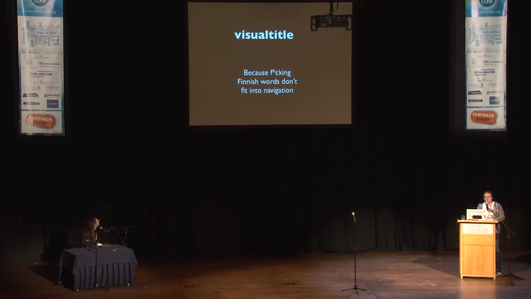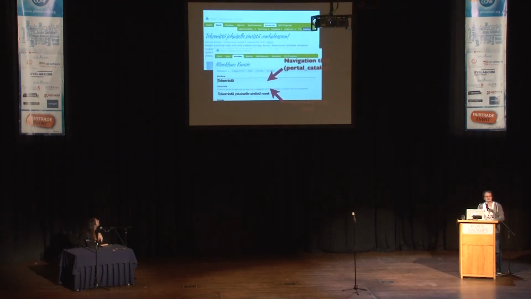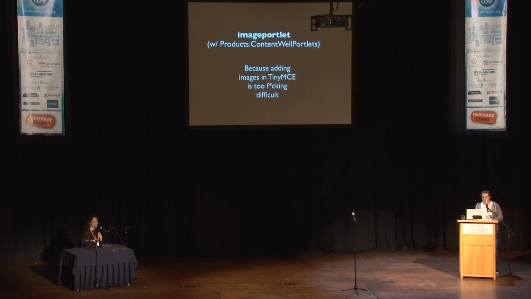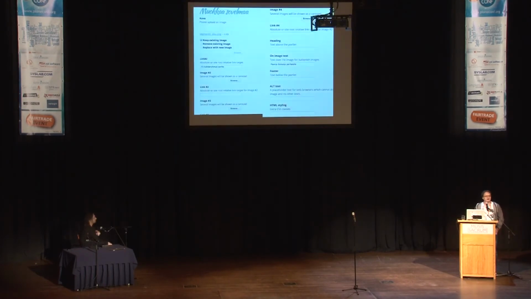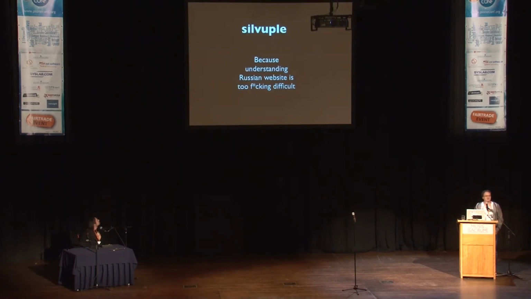So the first Plone package is called Visual Title, which allows you to add a new title for Plone, so that you can have a different title in navigation and on the page, because sometimes the page title doesn't fit into navigation. The second package is called Image Portlet. It allows you to add images to the Plone site so that you can decorate it nicely, and it's very easy to use. You can even have a carousel and 4 different images and text on top of images and so on. Then the next package is called S'il vous plaît, which is French.